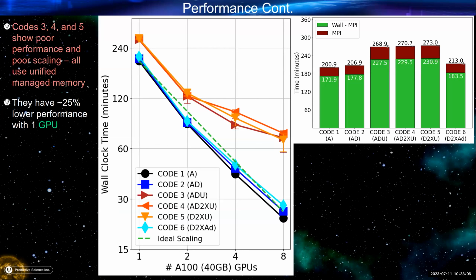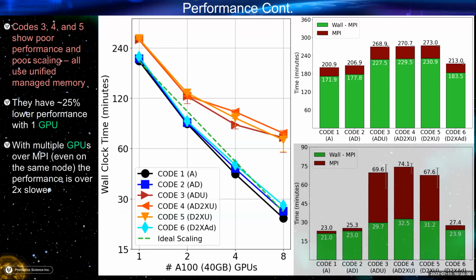Okay, so what about on 8 GPUs? If you look on 8 GPUs, the situation is even worse. Now if you look at the unified memory, the MPI is taking almost half the time. And if you look at those error bars, there's huge variability in how fast it goes. So the unified memory with the CUDA-aware MPI is just not doing it.